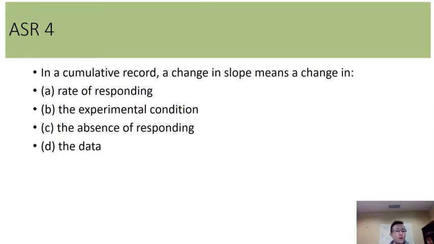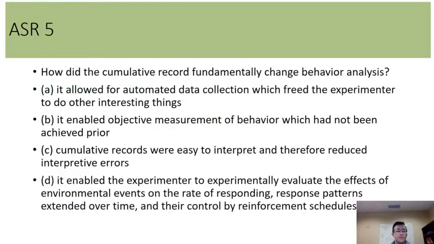Next, ASR 4. In a cumulative record, a change in slope means a change in A, the rate of responding, B, the experimental condition, C, the absence of responding, or D, the data. A couple more seconds. Alright, I'll go ahead and close the poll. The answer here is A, the rate of responding.